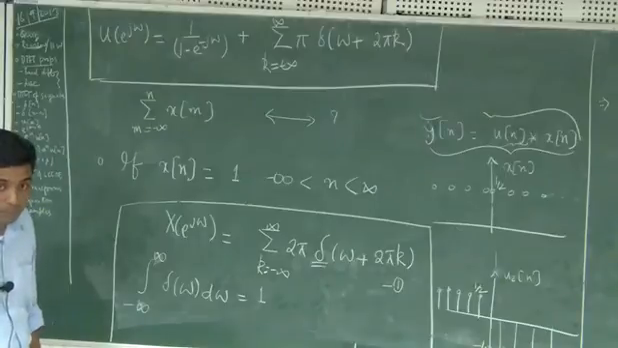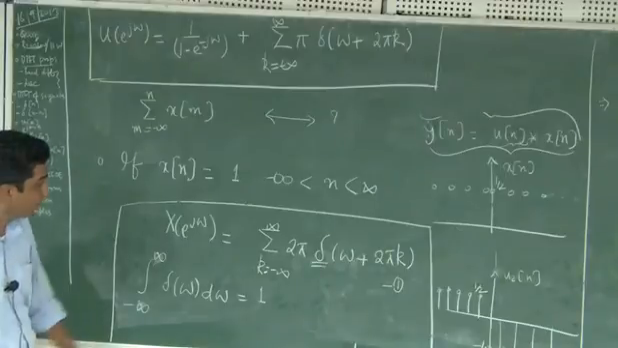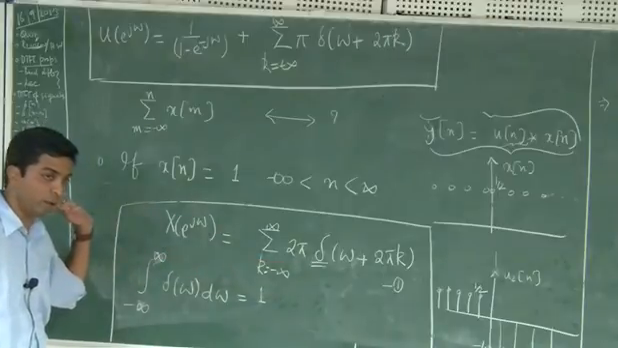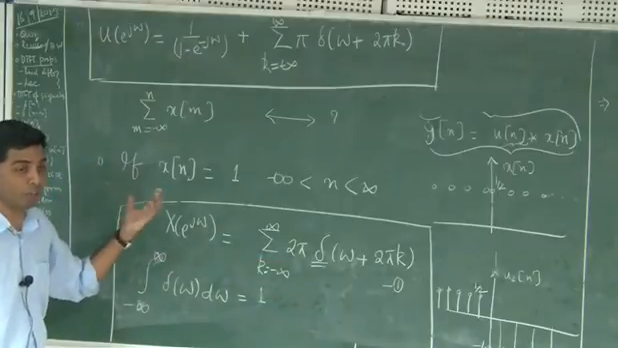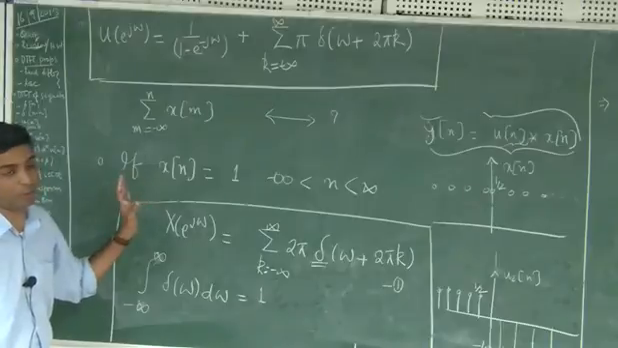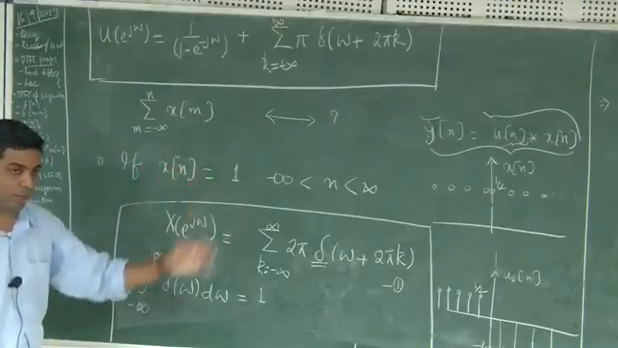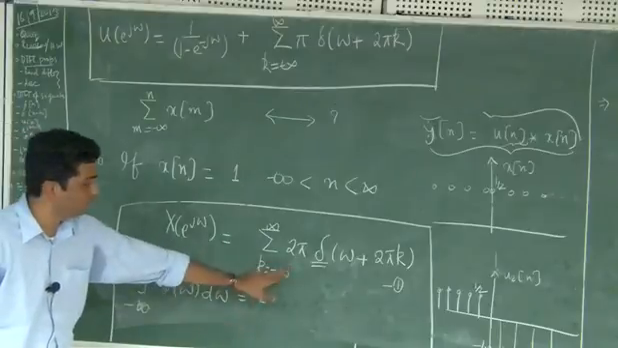Why is that 2 pi? Yes, this is to make sure that when you go back to the discrete domain, you have, what's the synthesis equation? It's 1 over 2 pi times the integral from minus pi to pi of x of e to the j omega, right? So this is to account for that.